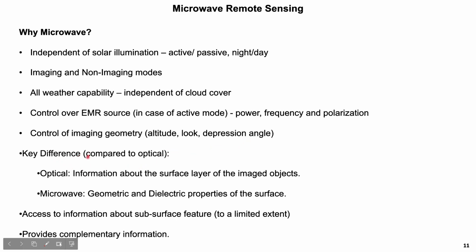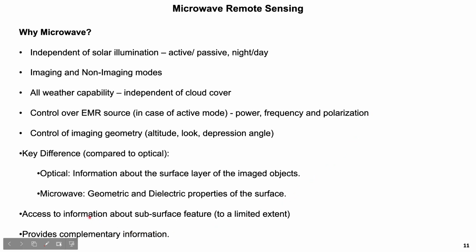And the key difference when compared to optical is that optical remote sensing just tells you about the surface layer of the imaged objects. But in microwave remote sensing, we can know about both the geometric as well as the dielectric properties of the surface. So we will be able to see what kind of surface we are dealing with and its electric properties, because we have the polarization component. We will see what polarization is in the later sessions.